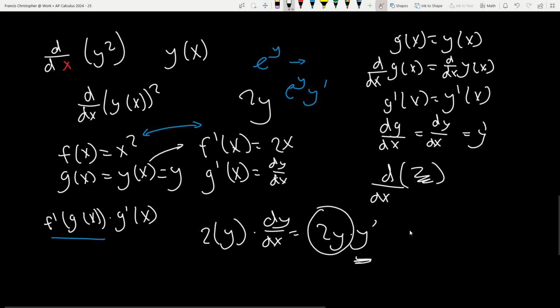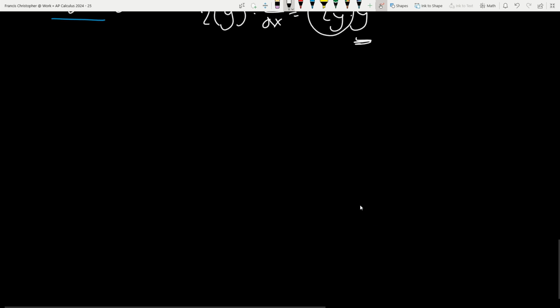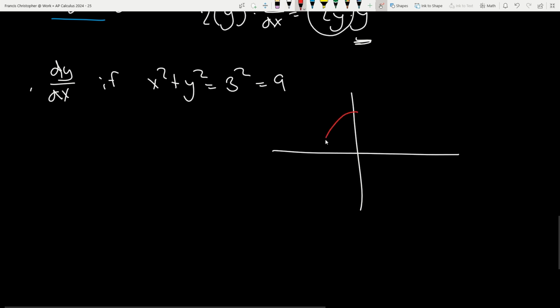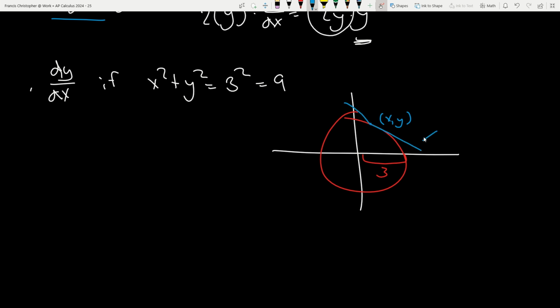All right, after all of that talk, we can actually start to do a problem now. So let's find dy dx if, let's use the problem from before, x squared plus y squared equals 3 squared, or this is just 9. Remember, it's going to be a circle with radius 3. And what does dy dx represent? Well, at some point x, y, dy dx represents the slope of this tangent line. So m equals dy dx at that point.